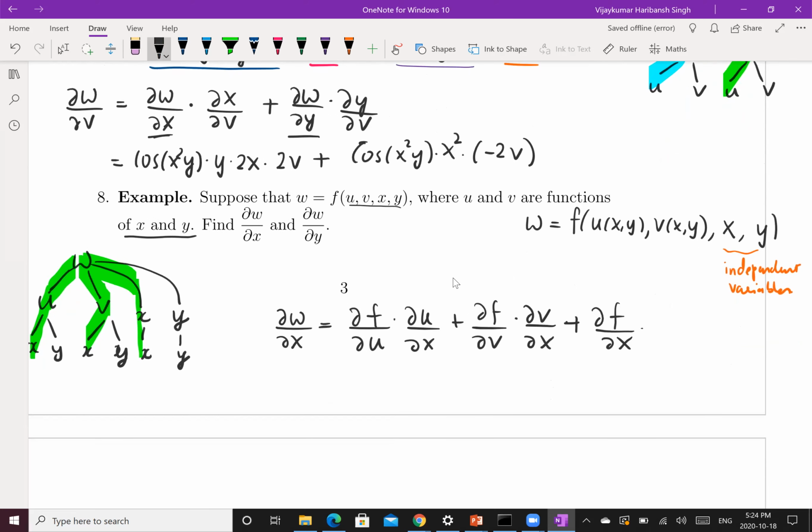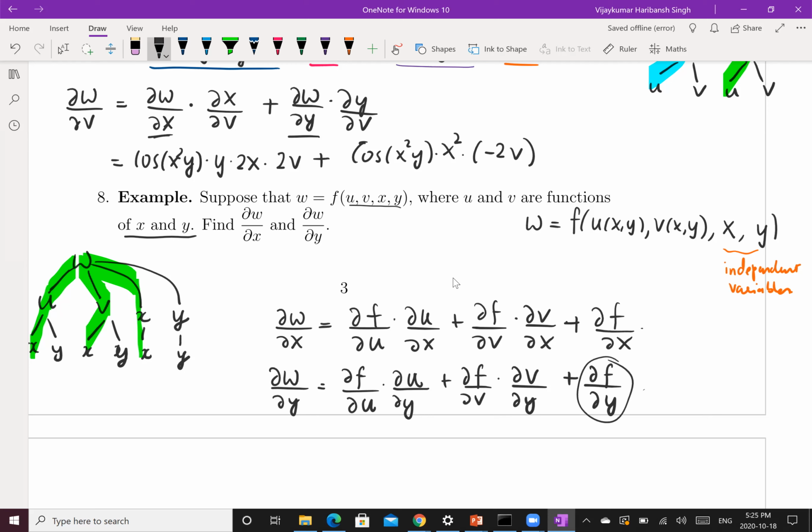Similarly, we have ∂w/∂y equals ∂f/∂u times ∂u/∂y plus ∂f/∂v times ∂v/∂y. It would be wrong to write dw by dy here. So you're taking f and differentiating that with respect to y as a function. Okay, so this is the setup.